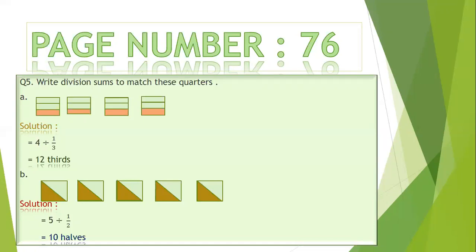5 divided by 1/2. When you simplify this, you know that when we convert the division sign into the multiplication, the number after the division sign, we will take the reciprocal of that fraction. This is 1/2. When we change the division sign into the multiplication, this fraction will become 2/1. 5 twos are 10. And we said in words that this is 10 halves, halves because 2 is in the denominator.